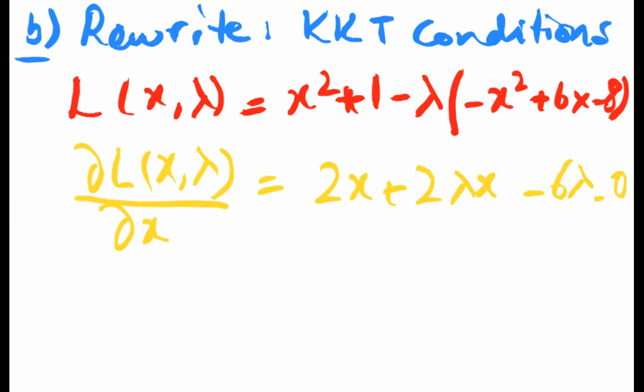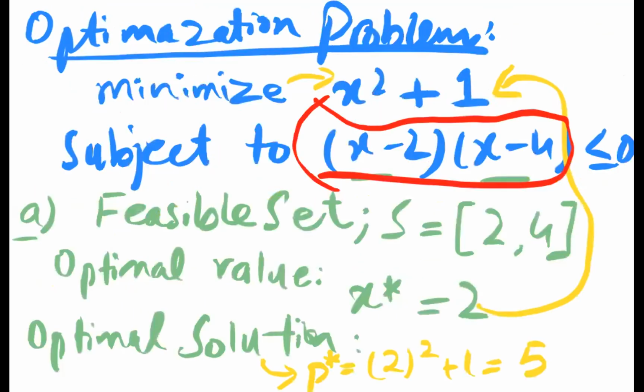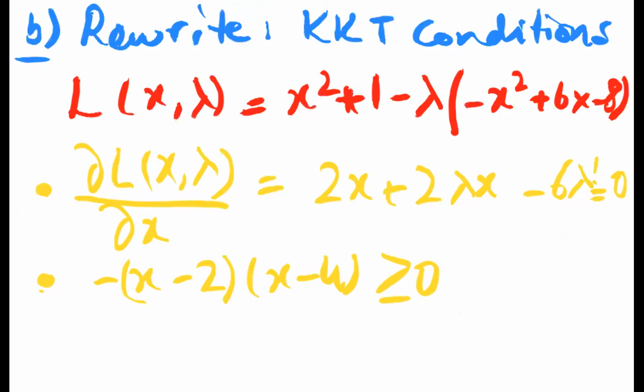This should be equal to 0, right? So this is the first condition. And condition number 2 is that minus x minus 2 times x minus 4 should be greater than or equal to 0. I've just added a minus here because it was originally less than or equal to 0. I just want to keep it consistent with the lecture notes where we have the greater than 0 notation, so that you guys can easily relate it.